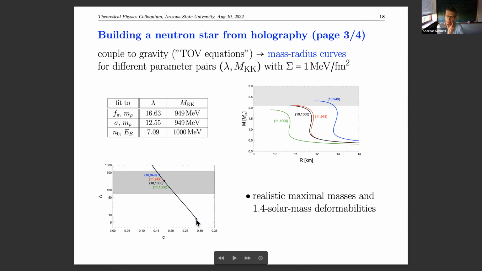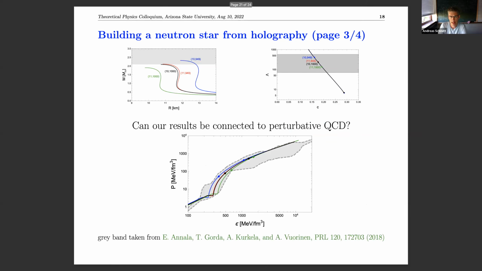This has also been seen in other works where some universality with respect to the equation of state was pointed out. I should say this is compactness, so radius over mass of the star. So as a function of compactness, you find this kind of universality relation, and we reproduce this. And in particular, we fulfill the constraint of the tidal deformability from the neutron star merger.